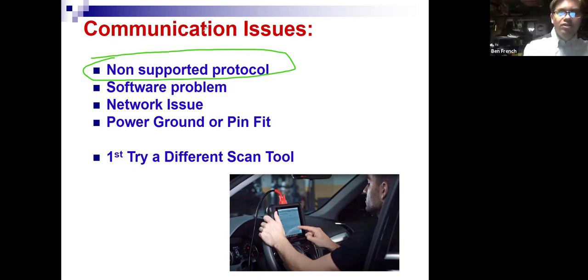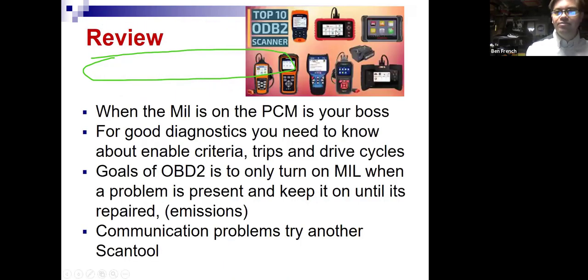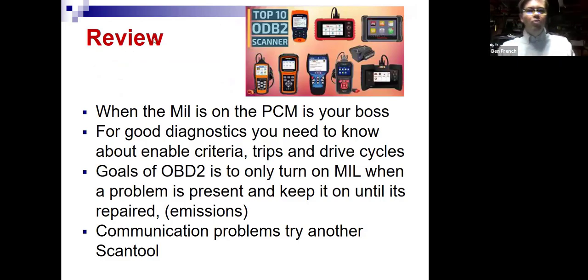All right. So we need to wrap this up. And guess what? We are getting towards the end. So what's our review here? One of the things I want you guys to get through your mind is that when the MIL, the malfunction indicator lamp, is on, now the computer's your boss. Because when the MIL's on, the customer is going to bring you their car and they're going to say, I don't know what's wrong with it. Check engine light's on. I want you to figure out what it is.